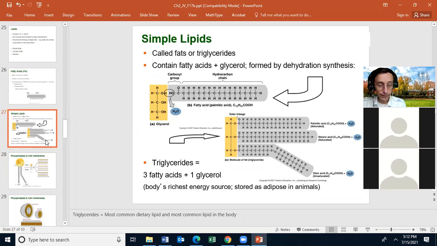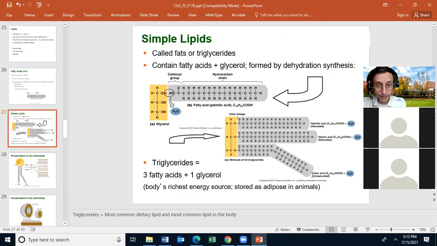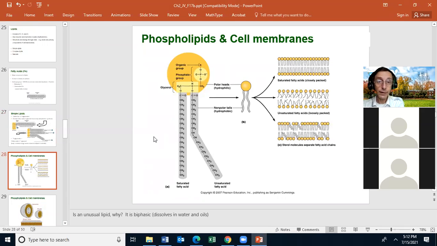So triglycerides are the most common fat in your body, and they're also the most common fat in the diet. The key is that you want to get some unsaturated fatty acids in your fats so that you can eat unsaturated fats, which are healthier than eating saturated fats. Lipids are also important in this.